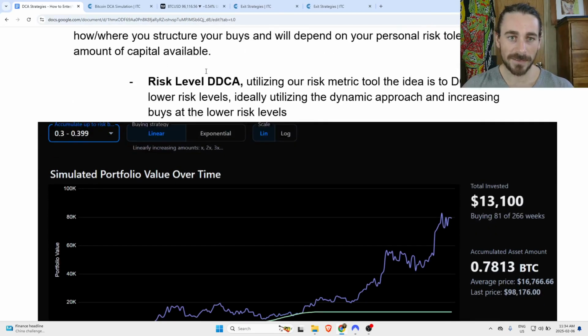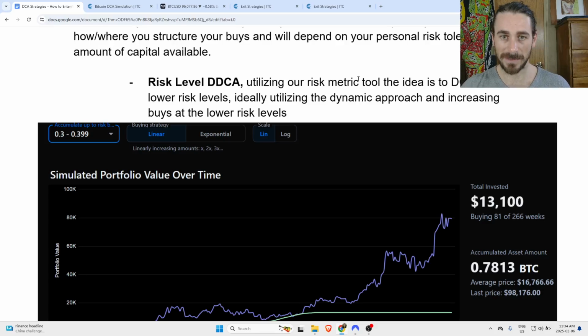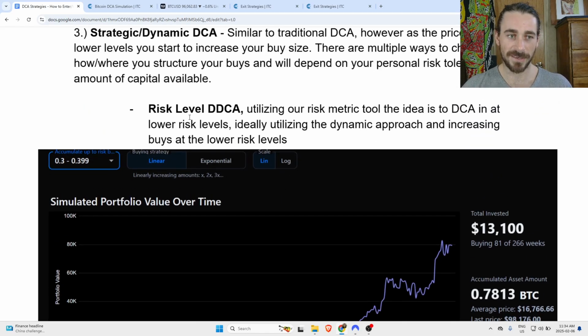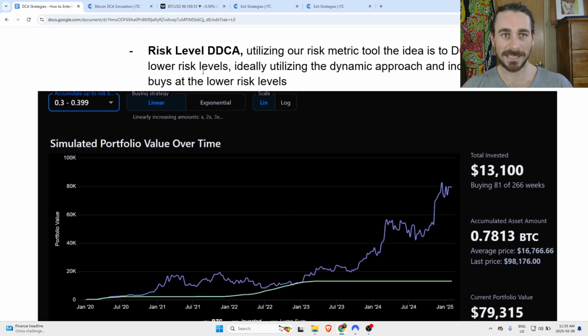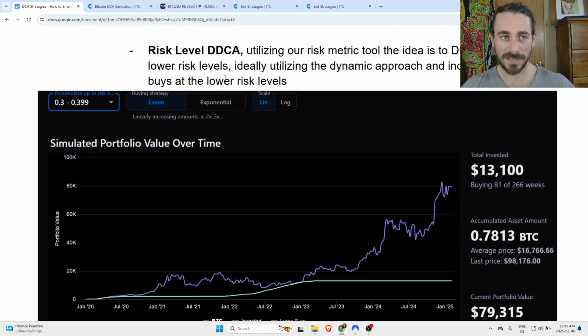So a risk level dynamic DCA. Here we're going to utilize a risk metric tool. This is an Into the Cryptoverse tool, so you can get access to this with a premium account. That being said, I believe this is a free one as well. So this is a dynamic DCA based on risk levels. Sorry, I do believe this is a free tool. So you can sign up for a free account, get access to this and a few other tools that are really good for helping you navigate the markets.